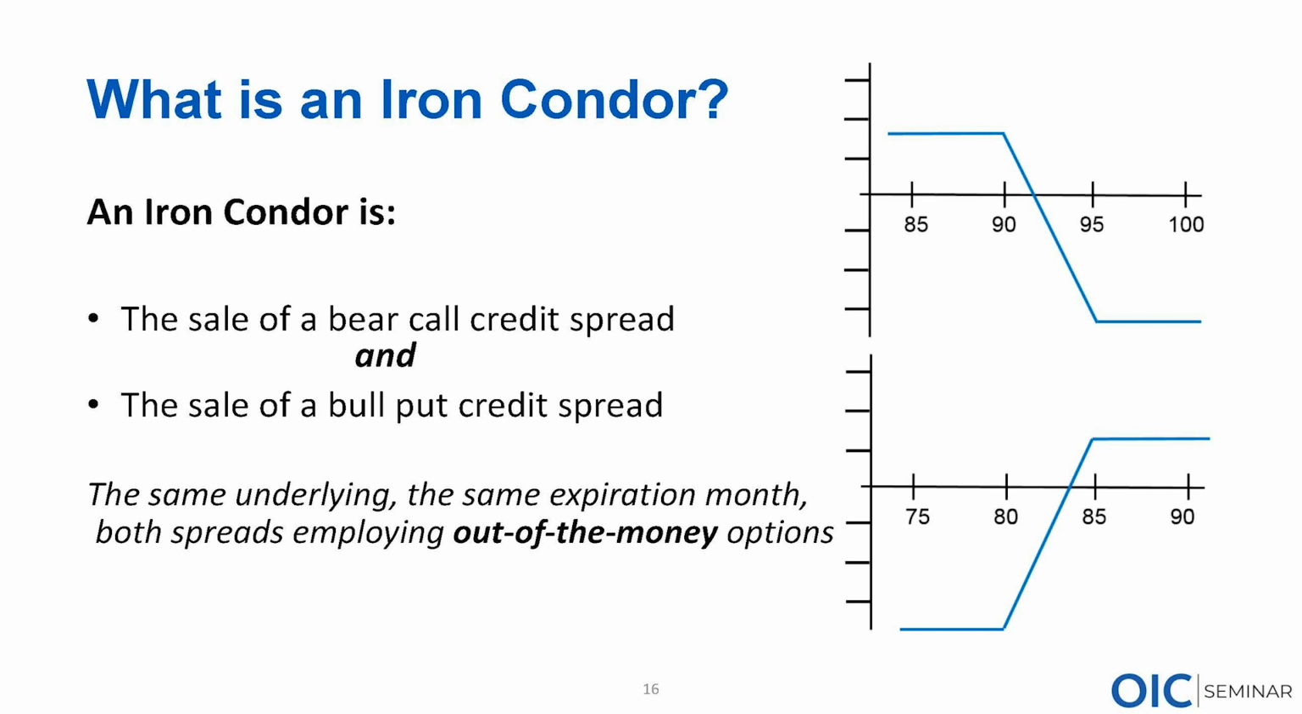We do have an example here of the Iron Condor, but you should be able to do that all at once on your brokerage firm platform. And here's what it looks like. So an Iron Condor is merging the 2 trades together, the sale of the bear call credit spread and the sale of a bull put spread.